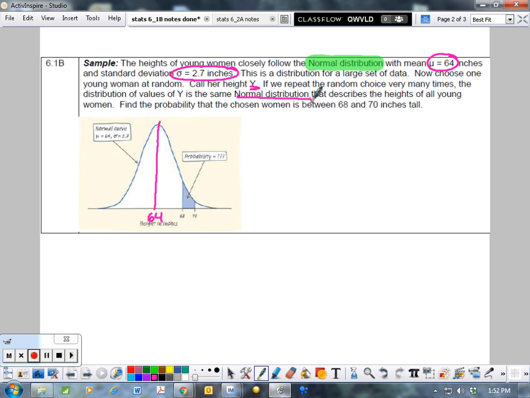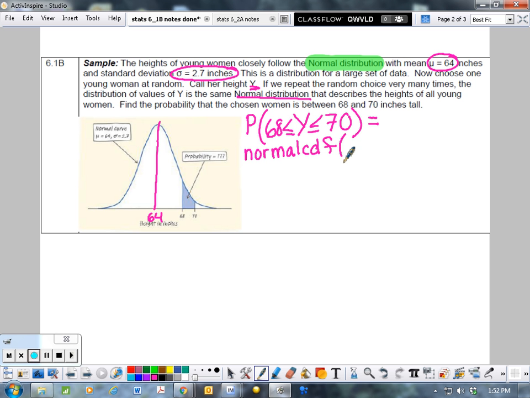Find the probability that the chosen woman is between 68 and 70 inches tall. So we want the probability that our y is between 68 and 70 inches tall. So this is what we're going to calculate. The y is between 68 and 70. And we're going to do that because we know it's a normal distribution. We're going to calculate a normal CDF on our calculator that's under the distribution menu.